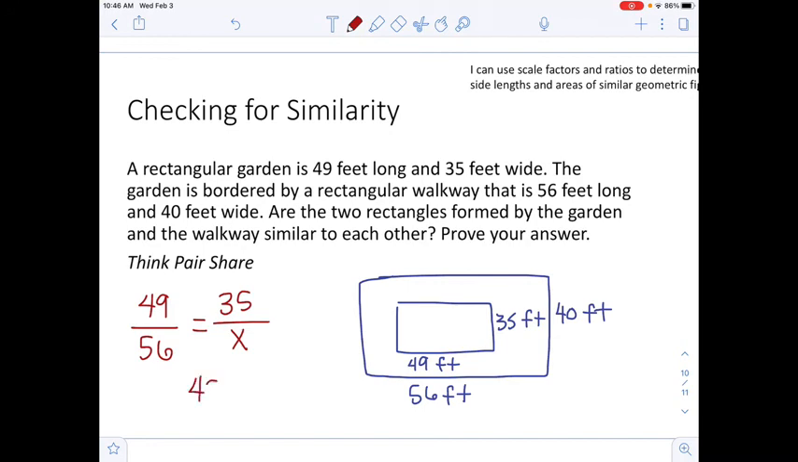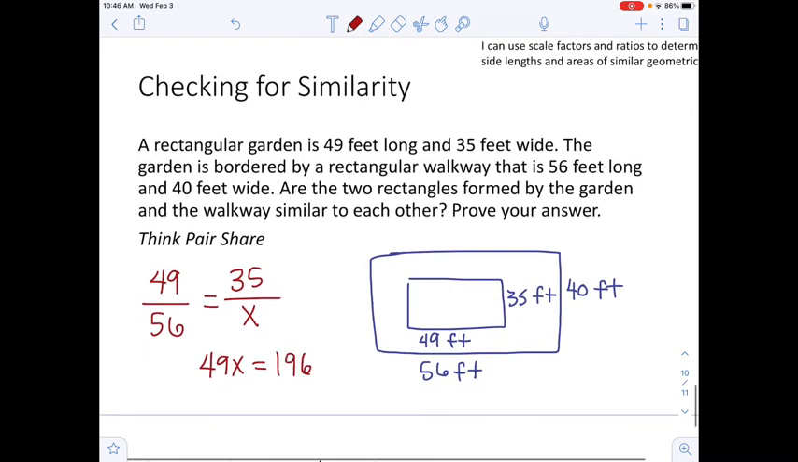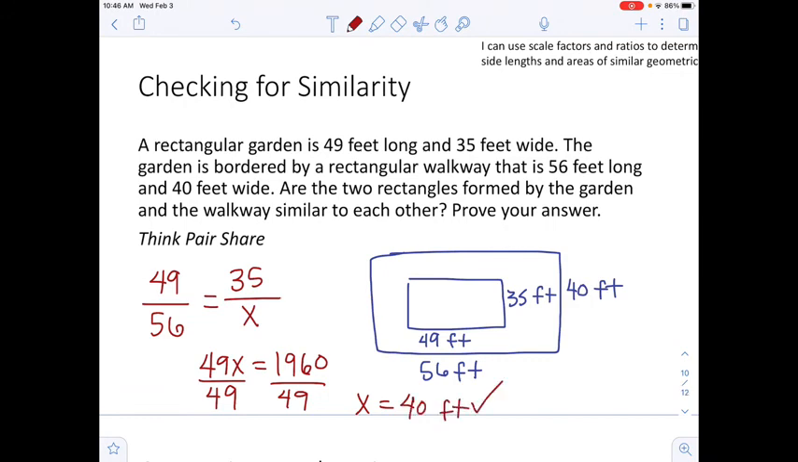So I'm going to cross multiply. 49 times X is 49X. 56 times 35 is 1,960. Divide both by 49. And I'm left with X equals 40, and it would be feet. So yep, these are similar.